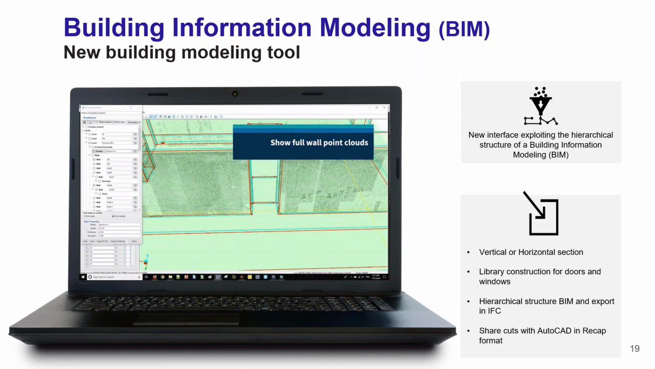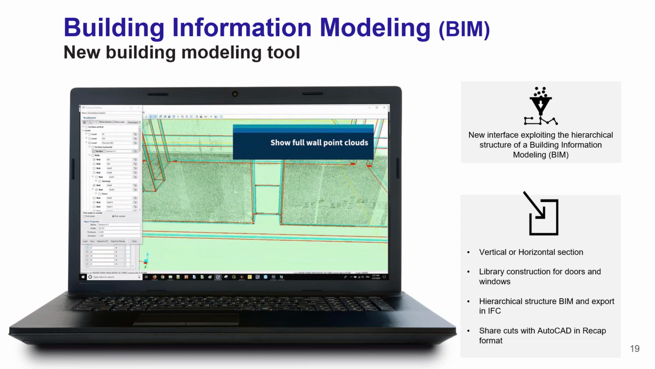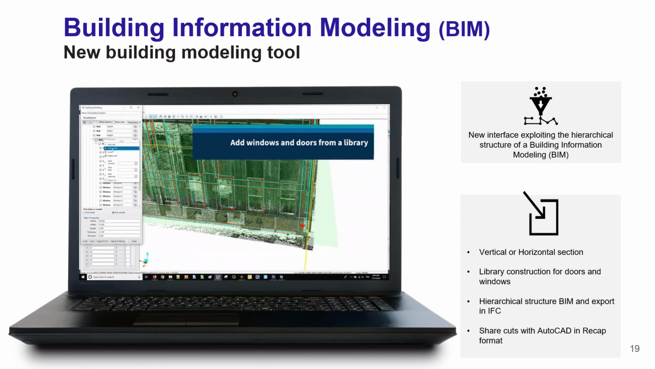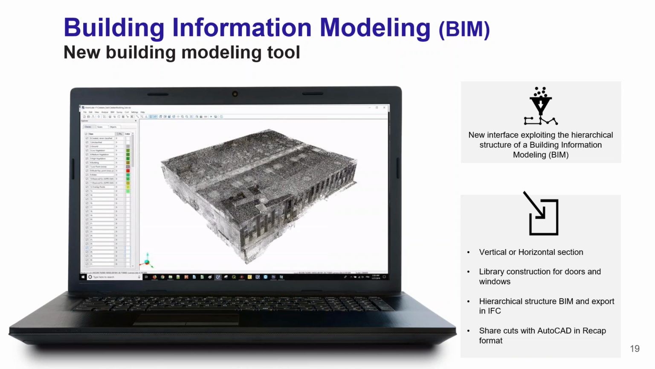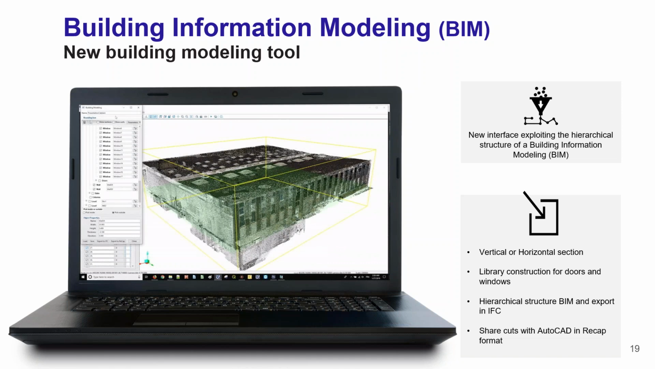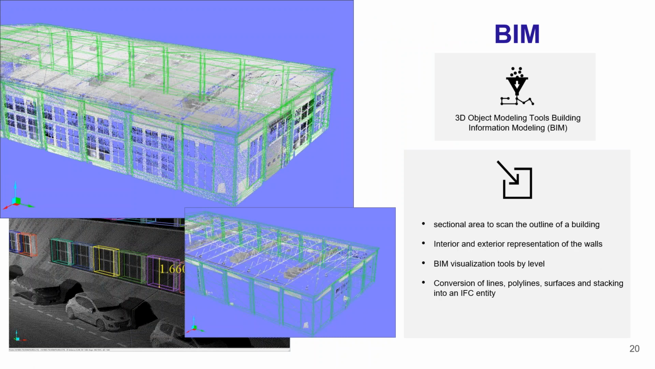And every time you click a point on your element, it will draw the window for you automatically at the specific dimension you previously set up. It follows the hierarchical structure of BIM. So you can export it to an IFC, which can be used in other software. We can also share the cloud with AutoCAD in Recap format directly to be compatible. So also you can do a surface extraction with our BIM model, which allows you to create structures from the BIM itself. So you can later on use them for analysis.